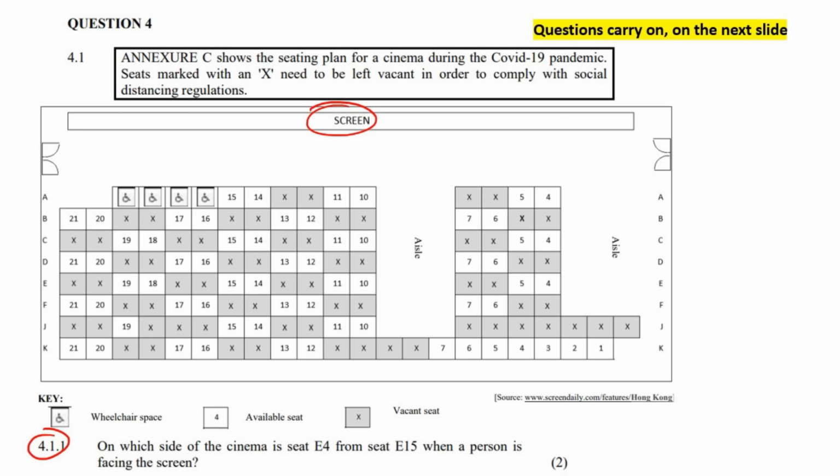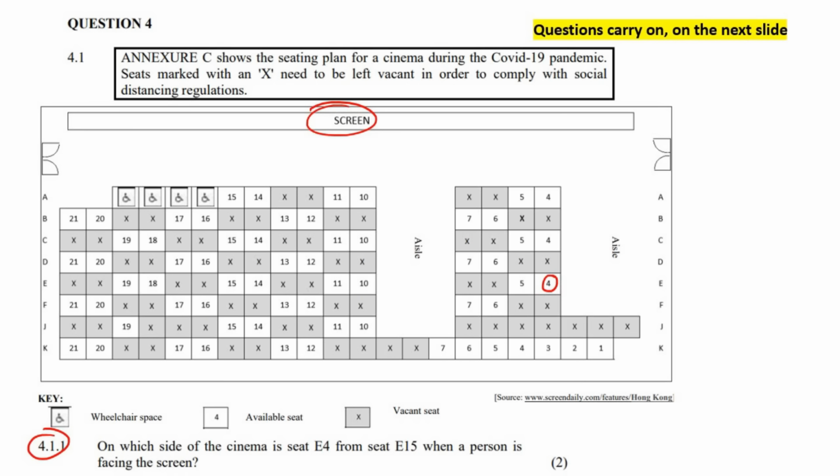And so the first question says, on which side of the cinema is seat E4 from seat E15 when a person is facing the screen? Okay, when I read that, I'm just like, what? On which side of the cinema is seat E4? Okay, so let's go to E4.